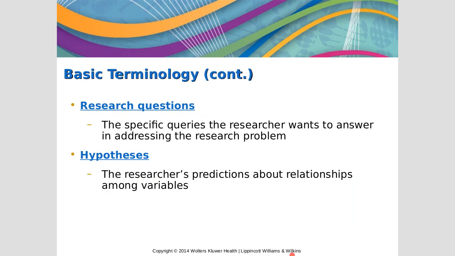Research questions are the specific queries the researcher wants to answer in addressing the research problem. The hypothesis is the researcher's prediction about relationships amongst variables, and when you're looking at the hypothesis, you should be able to fairly clearly identify what is the independent variable and what is the dependent variable.